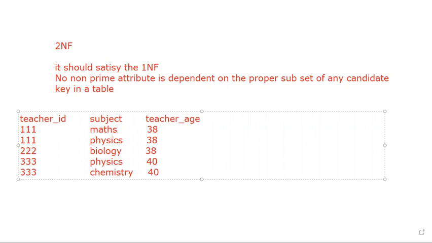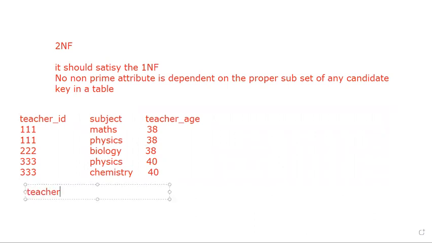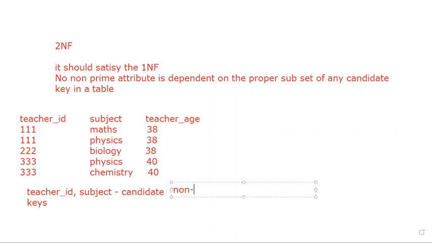When you see this example, I can understand clearly that teacher ID and subject, both of them together, we can take as the candidate key from the above table. So what is the non-prime attribute here? Here the non-prime attribute is teacher age. The non-prime attribute is the one that is not part of the key. Teacher ID and subject are enough, but what is the necessity of the teacher age here? It is not required.